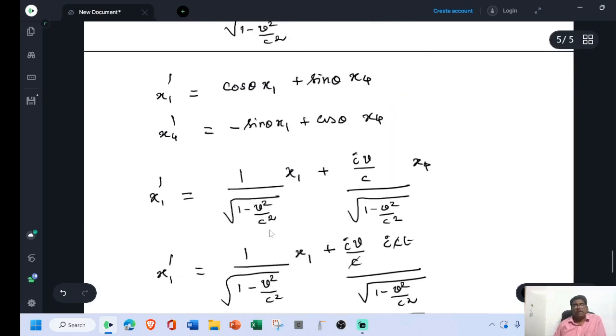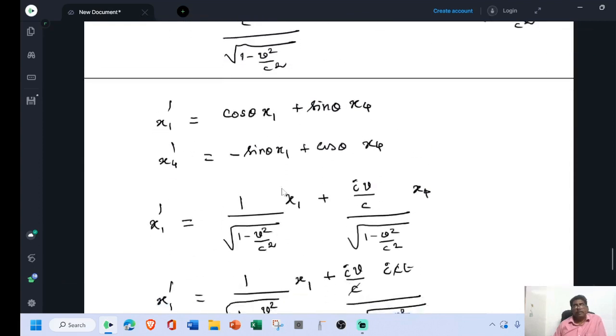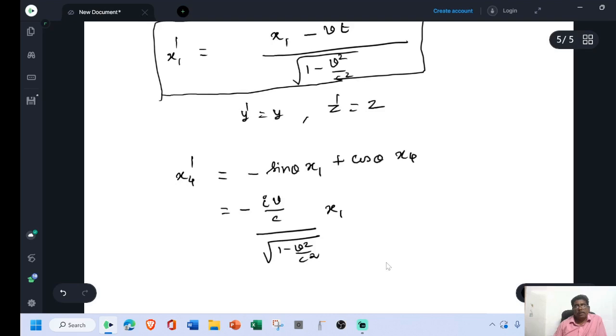Now come to the second equation. x4 dash equal to minus sin theta x1 plus cos theta x4. This is minus iv by c divided by root of 1 minus v square by c square, which is the value of sin theta, into x1 plus cos theta, whose value is 1 divided by root of 1 minus v square by c square, into x4. This is ict.